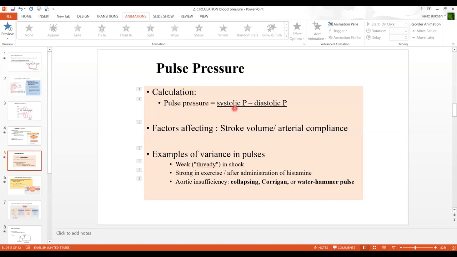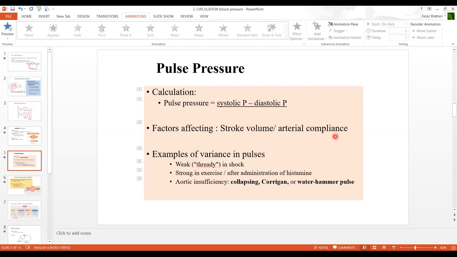Systolic pressure is affected by your cardiac output or stroke volume. As you know, it's the same thing. Cardiac output is the output of the heart, the working of the heart per unit time. Stroke volume is the volume of blood that is pumped per beat. So cardiac output and stroke volume can be used interchangeably. Systolic pressure is affected by stroke volume or cardiac output. Diastolic pressure is basically total peripheral resistance.